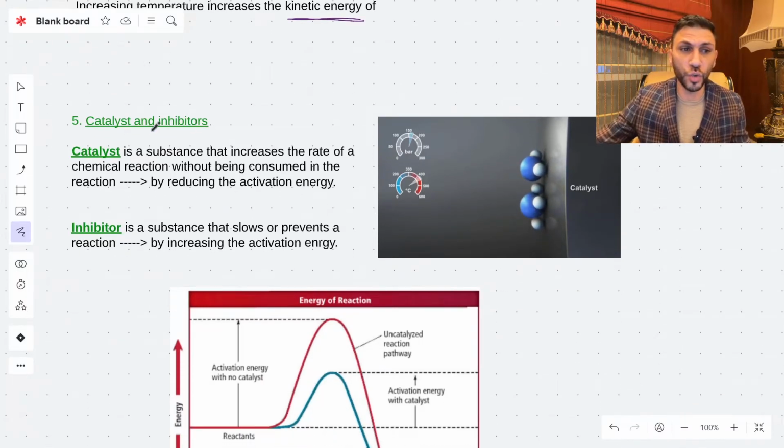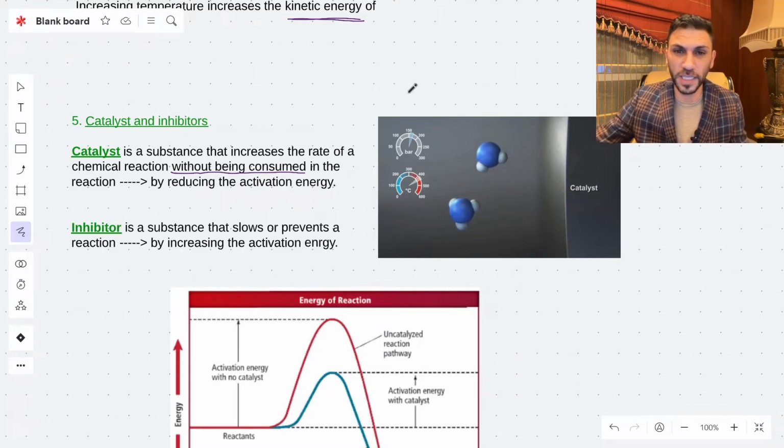Number 5, using a catalyst or inhibitor. A catalyst is a substance that increases the rate of the chemical reaction, but without being consumed in the reaction. And how does it work? It works by reducing the activation energy. And we studied the activation energy in the previous video. As you can see here, if we have H2 reacting with N2 to give you NH3, this reaction will take a long time.